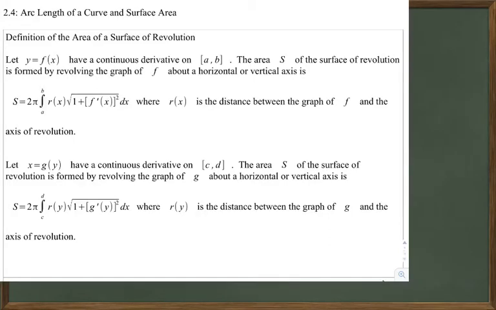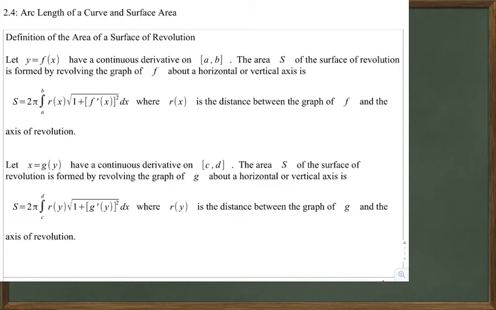Alright, this is the third video on section 2.4, talking about arc length and also the surface area. So we're going to go ahead and look at the definition of the area of a surface of revolution.